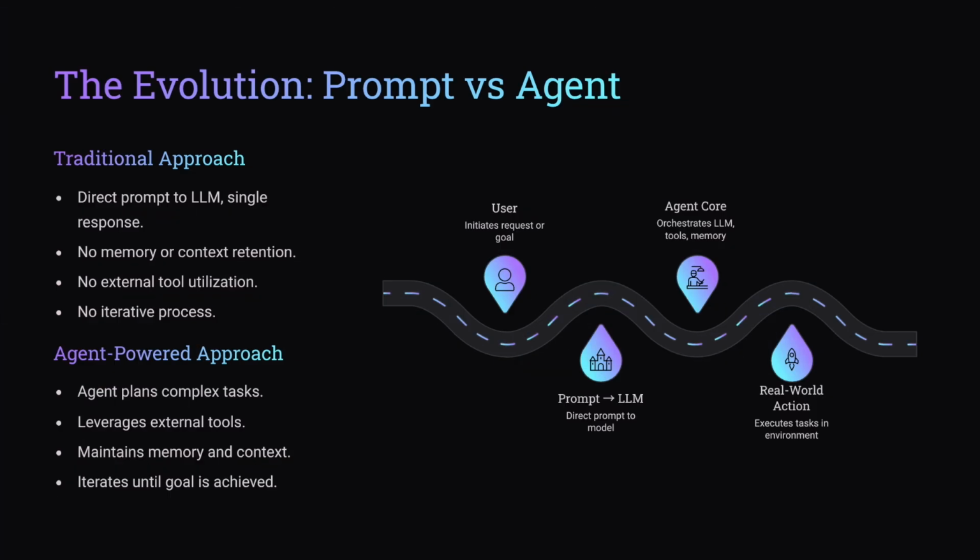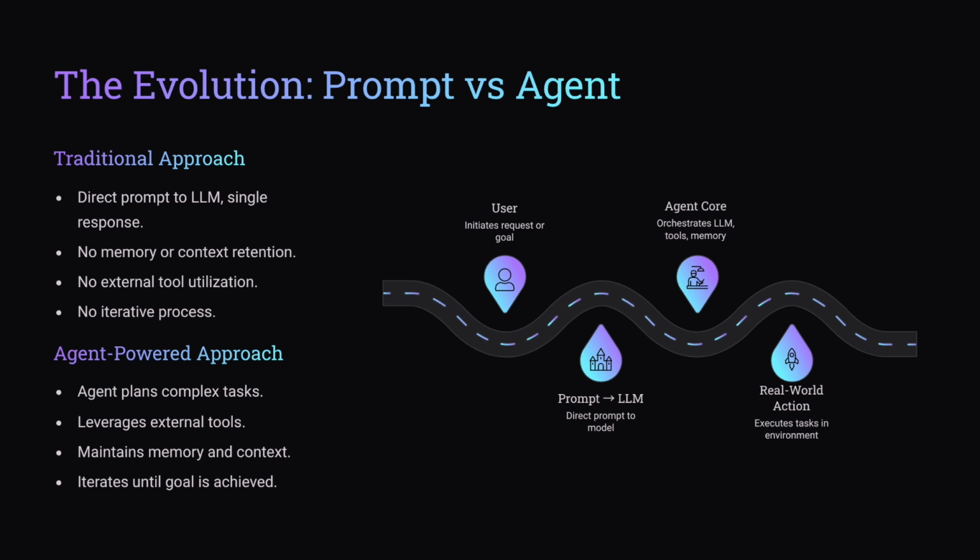This is the entire story in one picture. A traditional prompt is a single turn. You ask, the model answers. No real memory, no iterative work, and no actions in the real world. An agent is different. An agent takes a goal, makes a plan, uses tools, stores what it learns, and repeats this process until the goal is achieved.